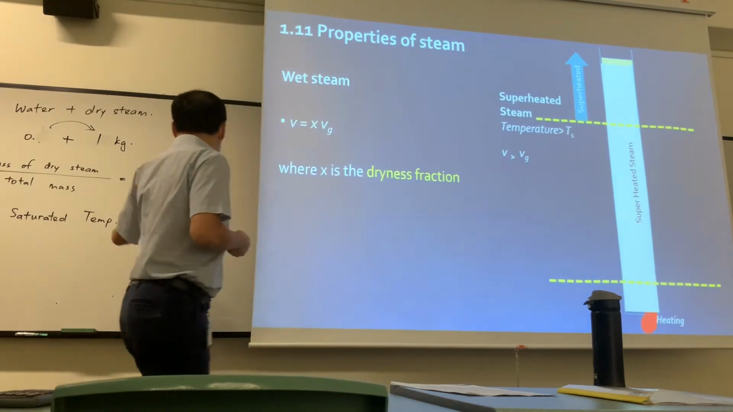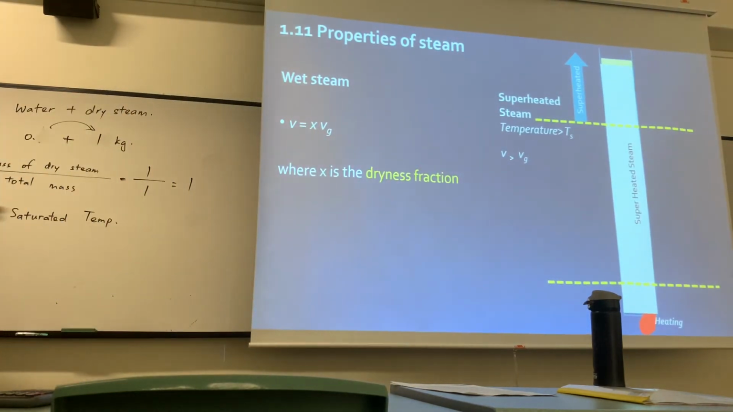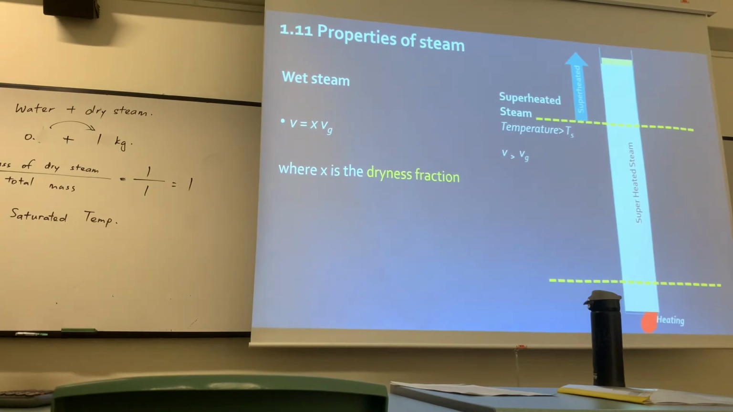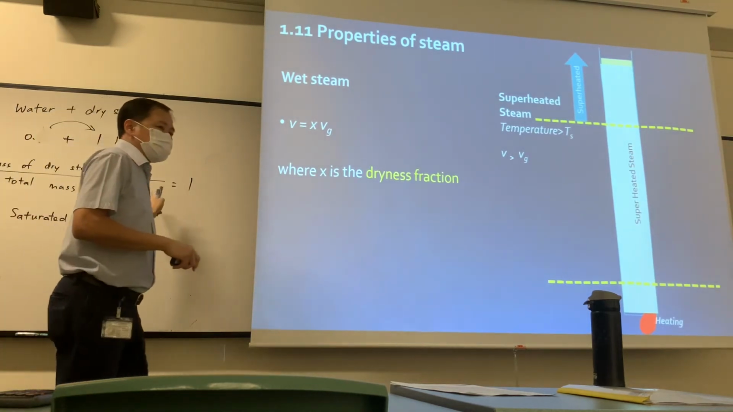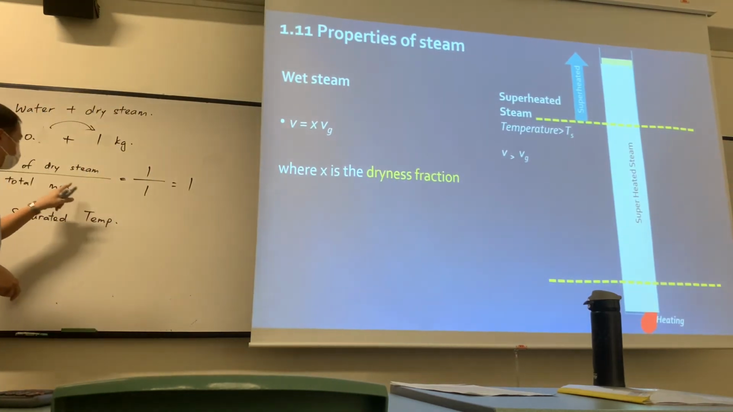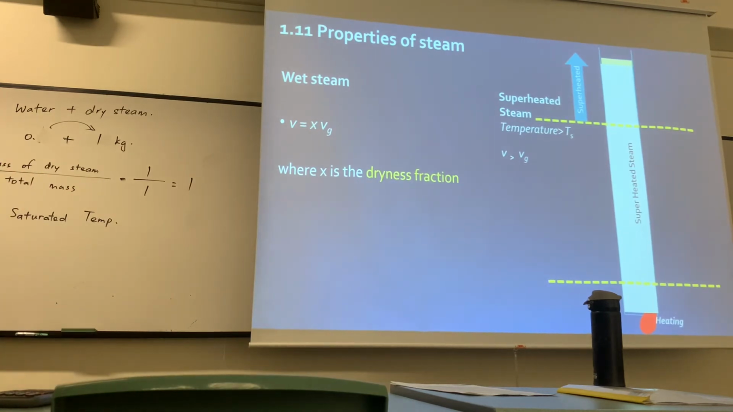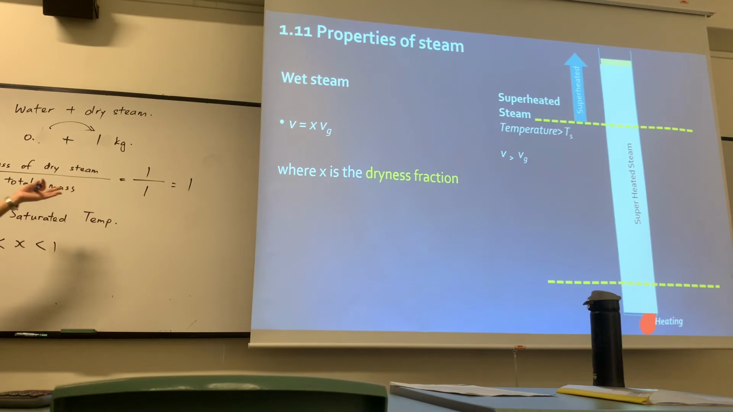Then how about X? No more X anymore. For superheated steam, you cannot use dryness fraction. Dryness fraction is only for wet steam, and it is always between 0 and 1. It cannot be less than 0, that doesn't make sense. Dryness fraction more than 1 also doesn't make sense.